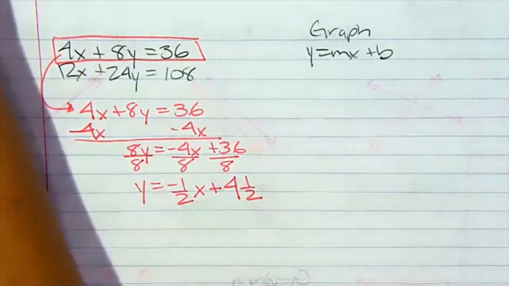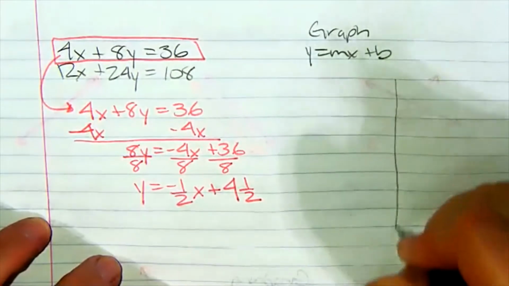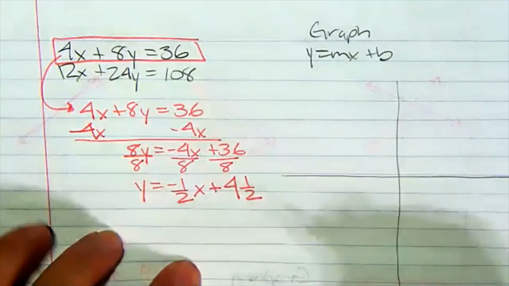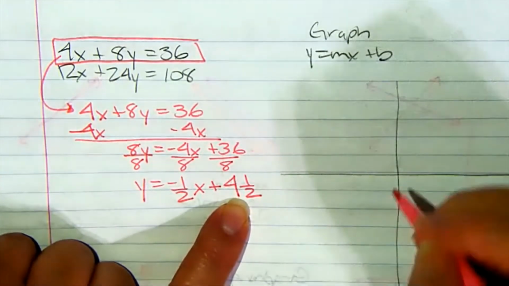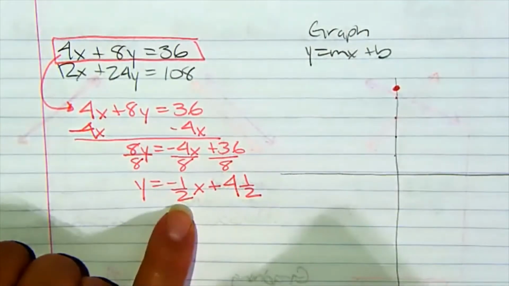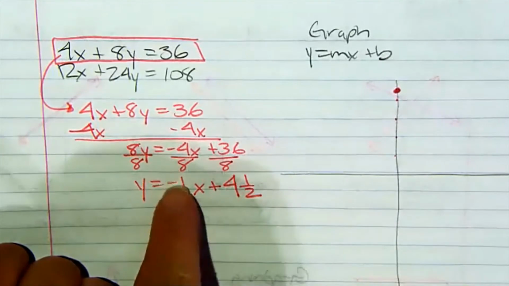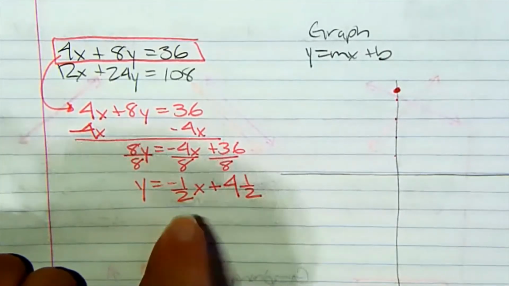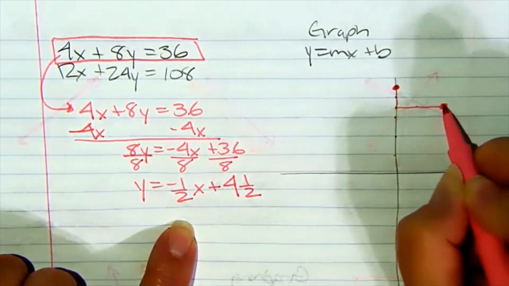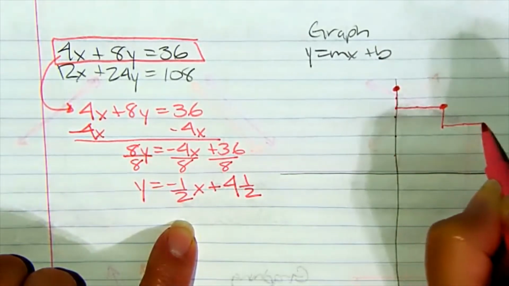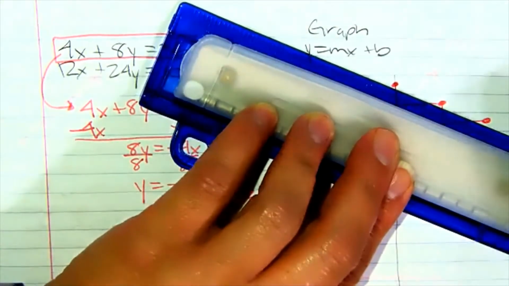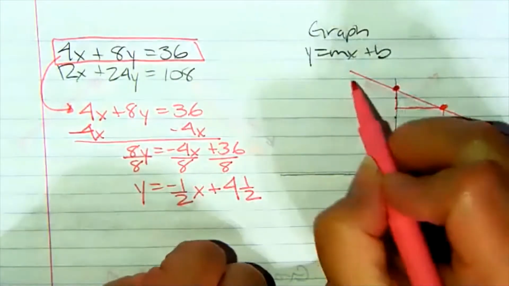Okay, so let's go ahead and graph this bad boy. My y-intercept is 4 1/2: 1, 2, 3, 4 1/2. My slope is negative, so it's going to go down, and it's going to go down 1 over 2. Down 1 over 2. Down 1 over 2. And there's my line.